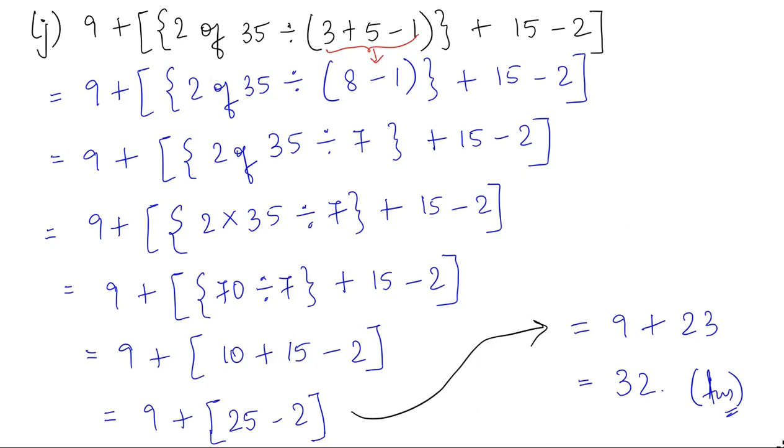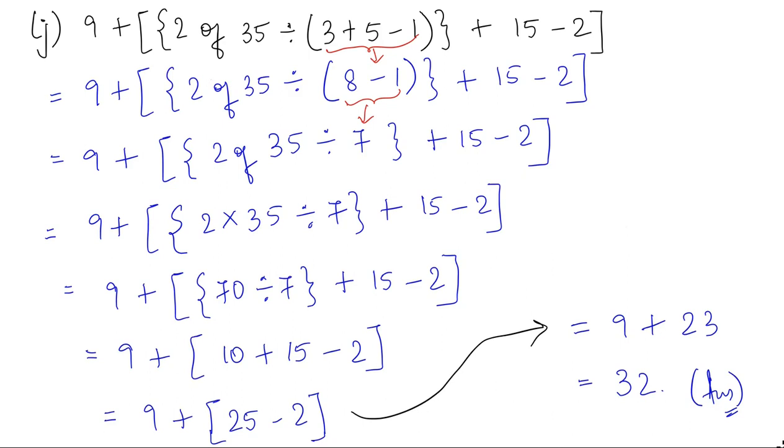So we get 9 plus 2 of 35 divided by 8 minus 1 plus 15 minus 2. And 8 minus 1 is 7. So with this we have solved the parenthesis. We will remove the parenthesis and we will take out 7 here. We are going to get 9 plus inside square and curly bracket we have 2 of 35 divided by 7 plus 15 minus 2.